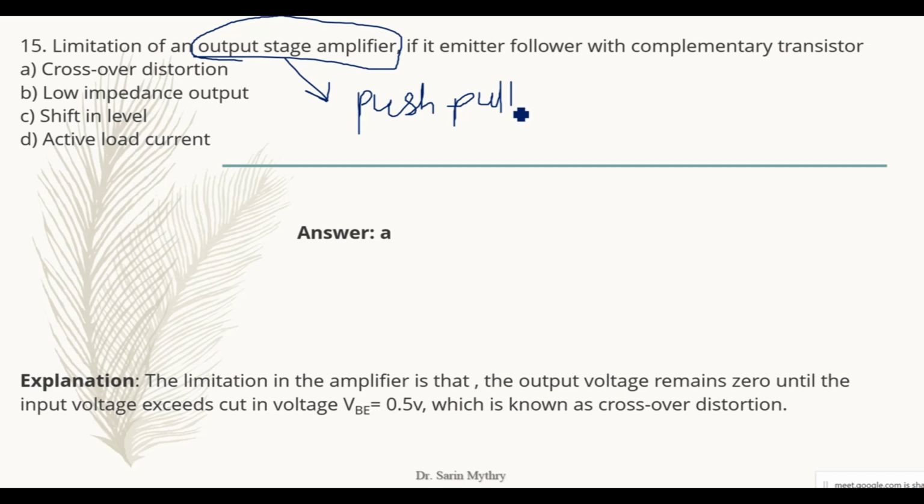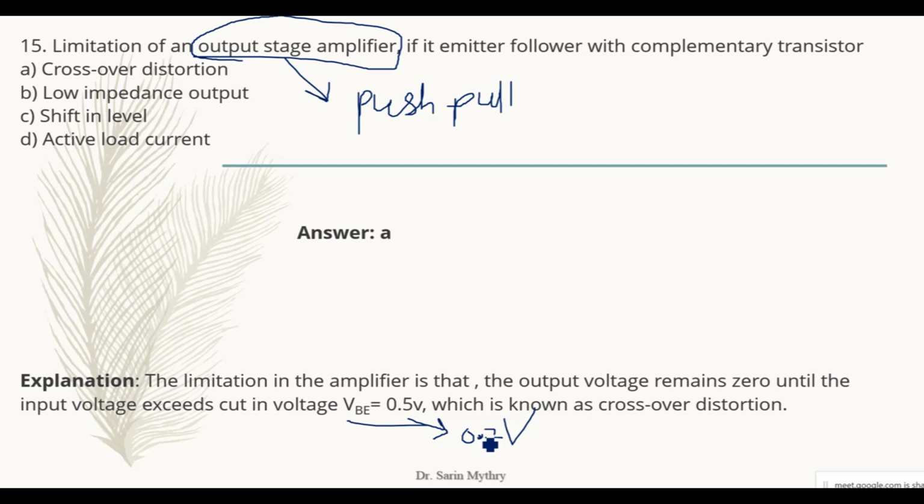What is the cut-in voltage? It depends upon the technology which you are using. We have taken previously the cut-in voltage of your transistor as 0.7 volts. It depends upon technology again. So now we have taken here 0.5 volts. Don't get confused, it is a technology parameter. So now here 0.7 volts. What is 0.7 volts? It is the cut-in voltage. So the limitation of an amplifier is what?